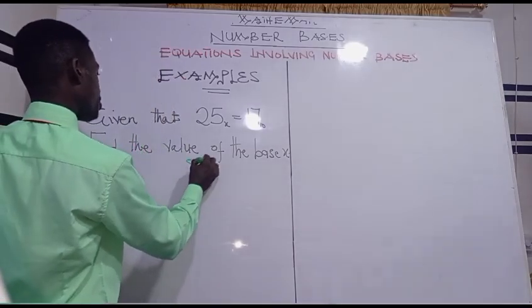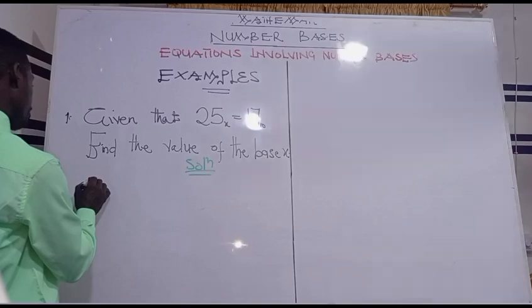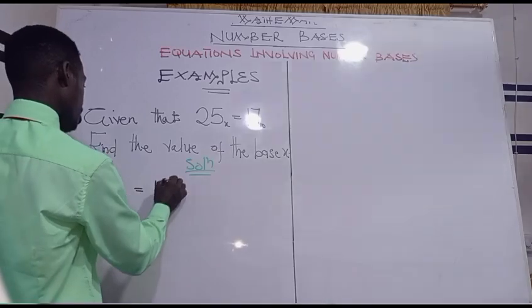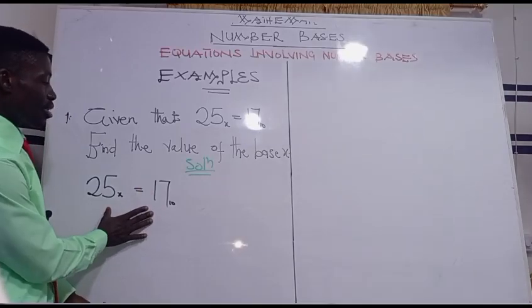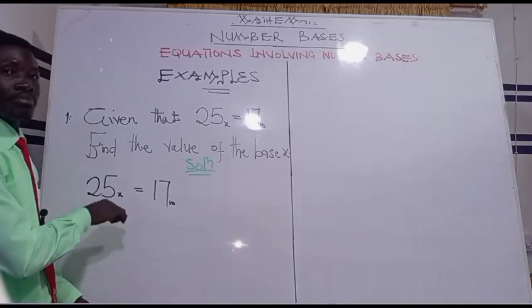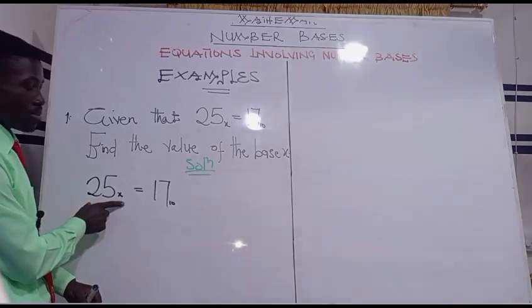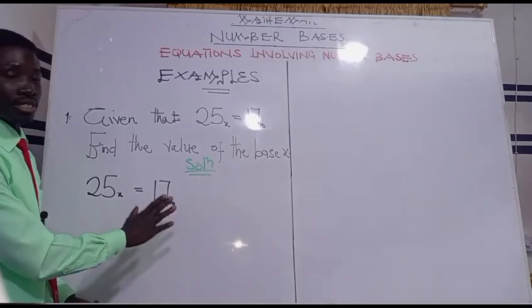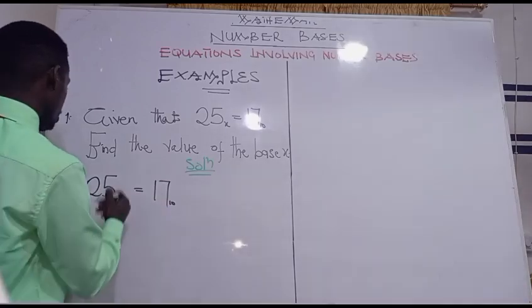So we have our solution. 25 to the base of x is equal to 17 to the base of 10. As I said earlier on, when you have questions of this nature, we are going to express each of the numerals as a base 10 numeral and then we solve for the value of x. So we are first going to convert this to a base 10 numeral. This has already been expressed as a base 10 numeral, so we are not going to touch it. But we are going to express this rather as a base 10 numeral. Is that clear?